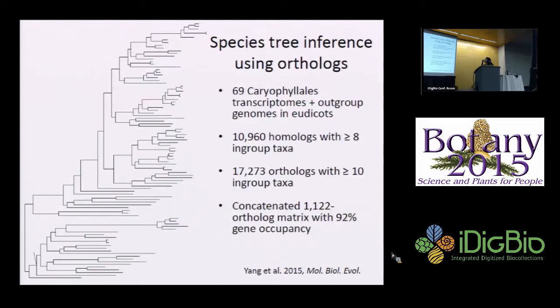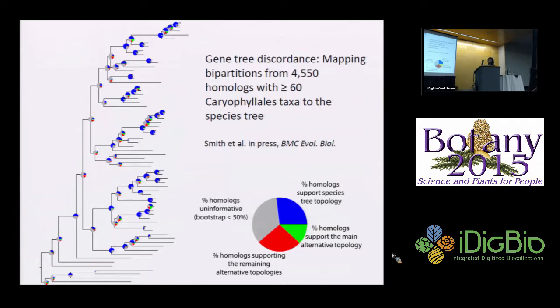So we did this in Caryophyllales with 69 in-group transcriptomes. We were able to get more than 10,000 homologs and orthologs with a sufficient amount of data. And we made a species tree with more than 1,000 orthologs with 92% gene occupancy. And we made this species tree not just for the species tree, but because we're interested in gene tree discordance.